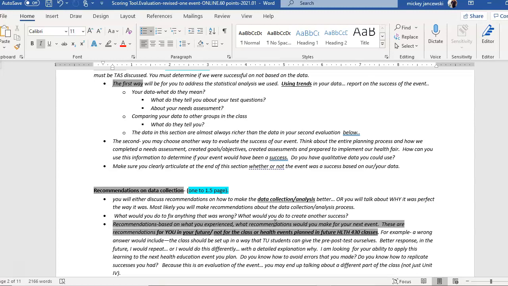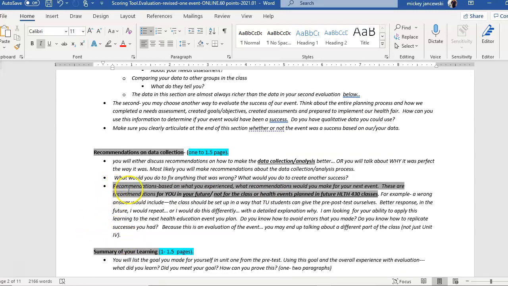So we're looking at from the time you start collecting data on the pretest, all the way through all the manipulation of the data in the section above. What went well and what did not go well? If it did not go well, how would you fix it? If it went well, how would you recreate it? This section right here is highlighted because this is very important.